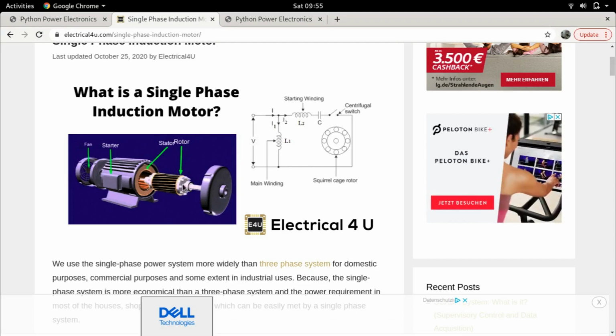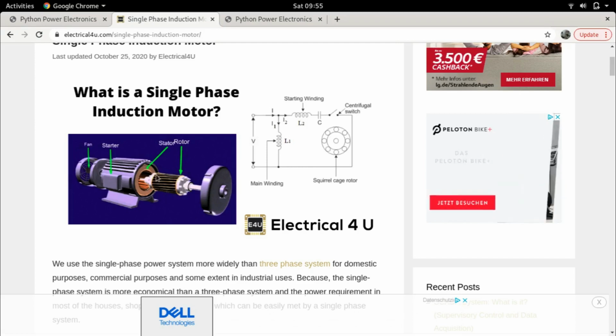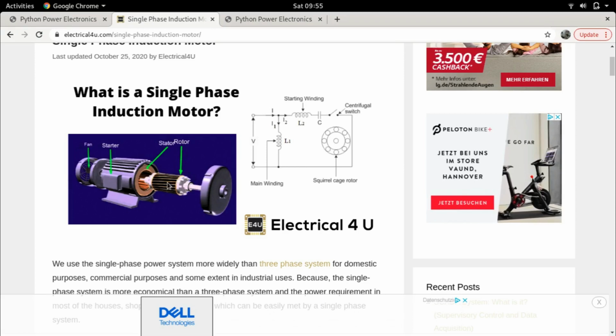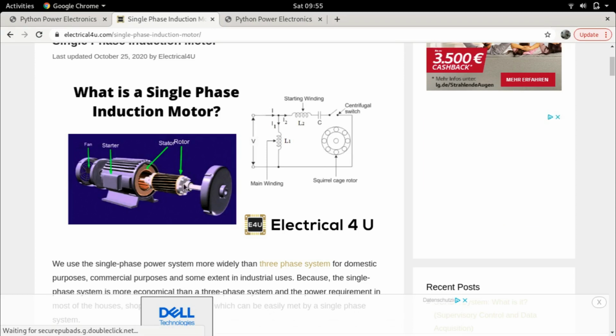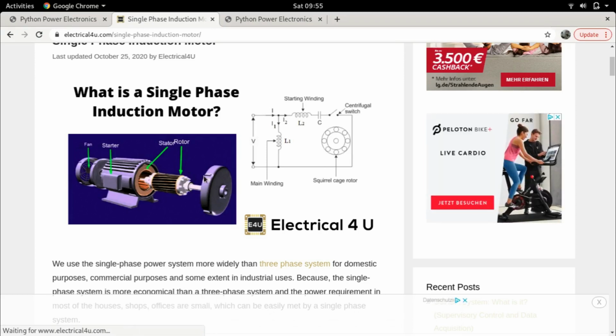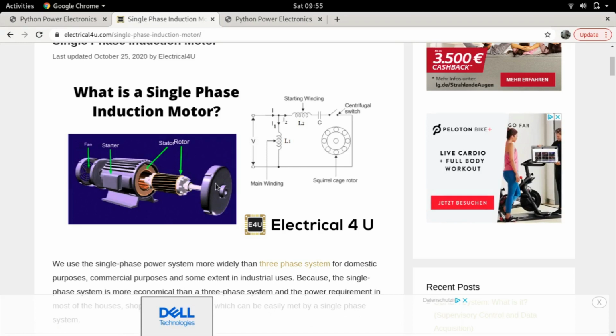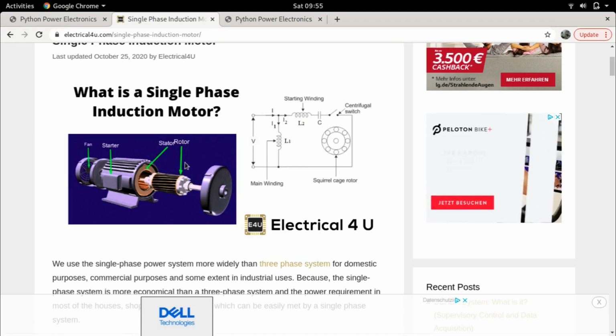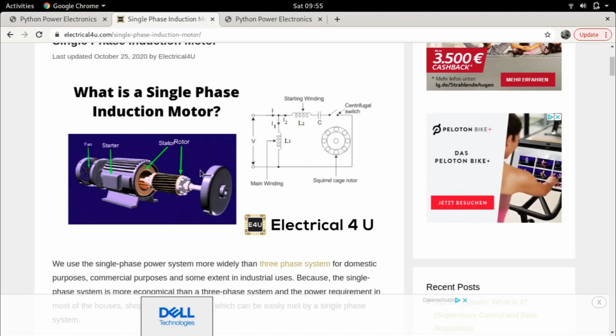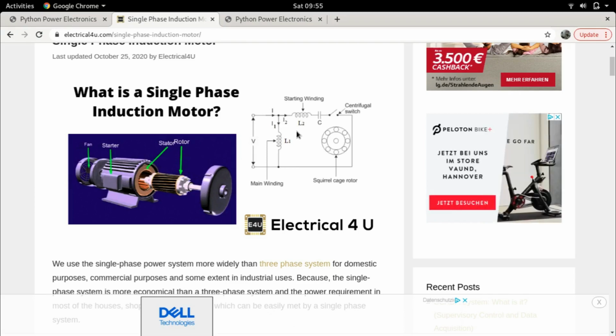We can also think of a wound rotor induction motor, where the rotor consists of actual windings wound on the rotor, just like on the stator, and the terminals are brought out in the form of a slip ring. That is also possible, but for now we can start with a squirrel cage induction motor. So this single phase induction motor can be represented by this particular equivalent circuit.